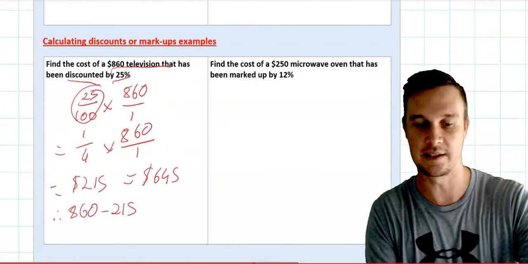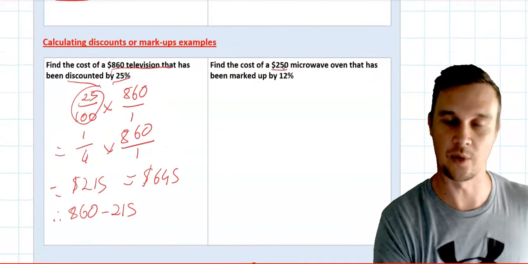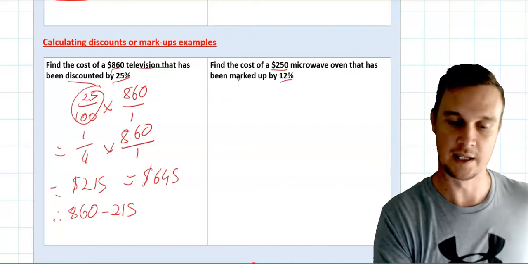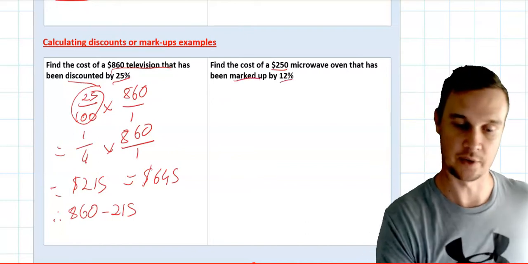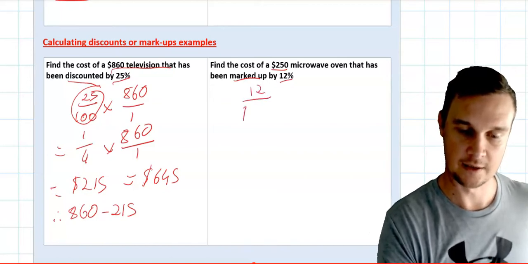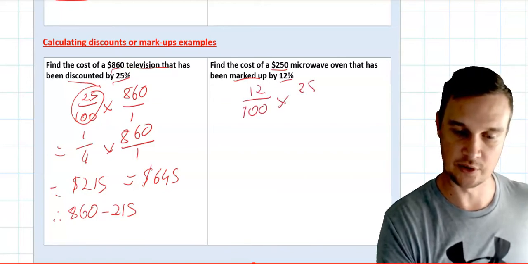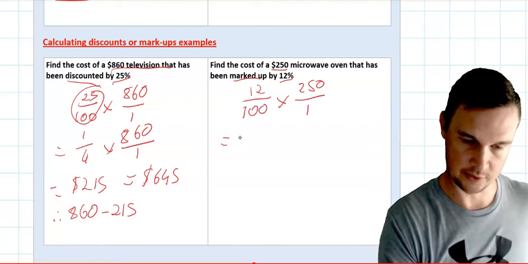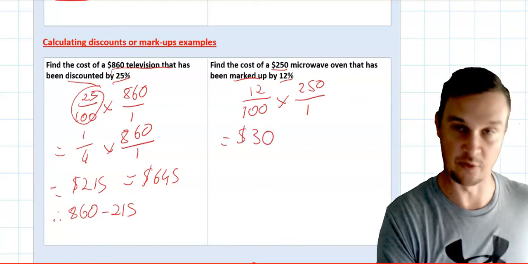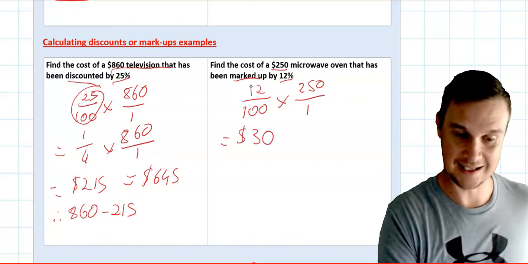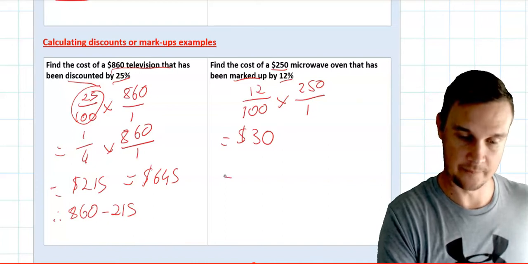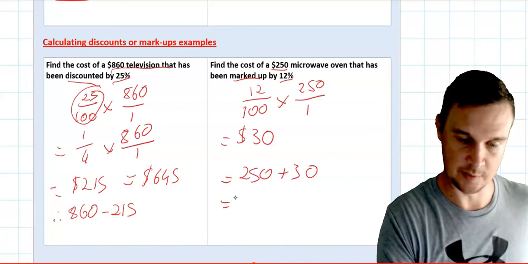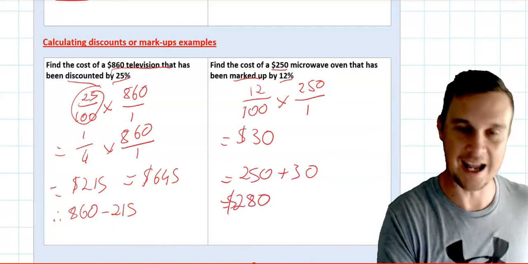$645. Now, in the other example, we're buying a microwave for $250. However, it's been marked up by 12%. I know marked up means an increase. So again, I want to find 12% out of 100, multiplied by 250 over 1. After doing that working out, that will give me the price of $30. And as it is marked up, I now have 250 plus the $30, which gives me my new price of $280.